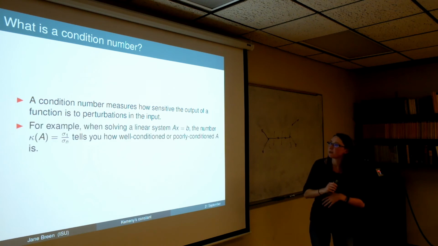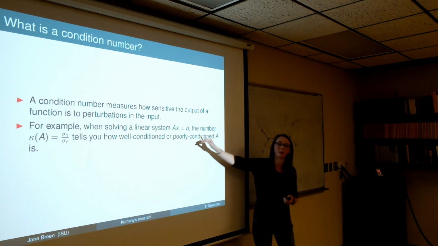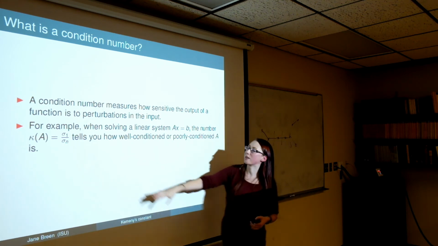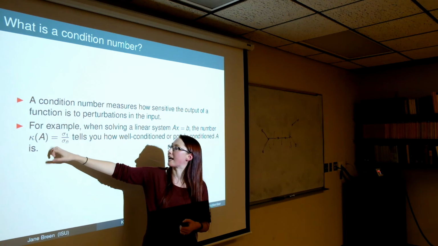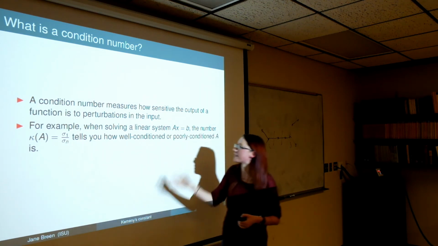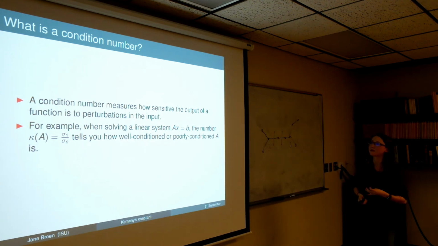And so you might have seen this before in solving a linear system. If you have Ax equals b and you're trying to solve for x, the condition number for that matrix A is the largest singular value over the smallest singular value. And that tells you how well conditioned or how poorly conditioned your matrix is.